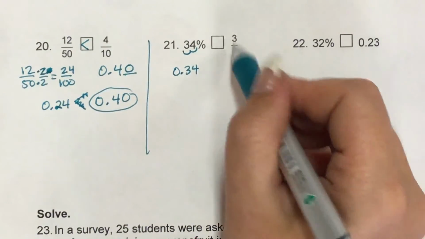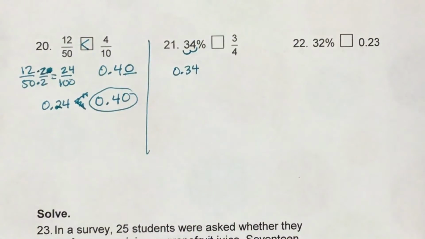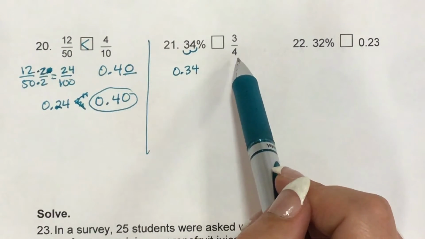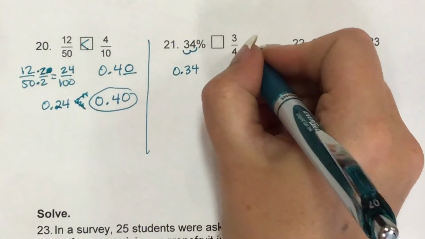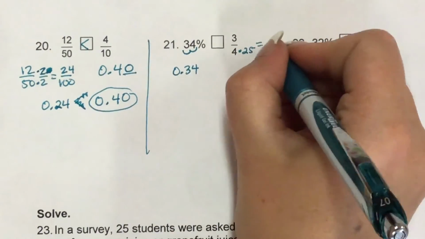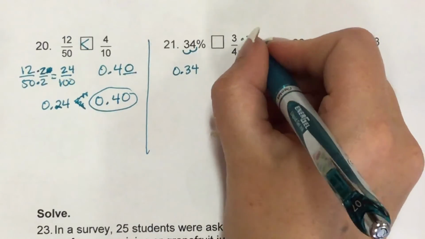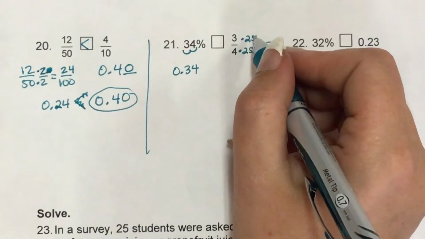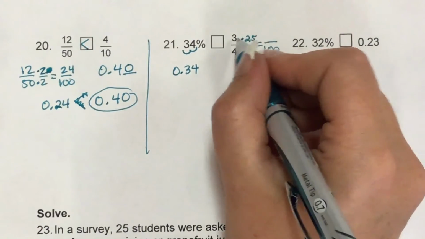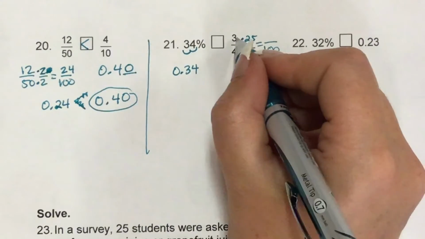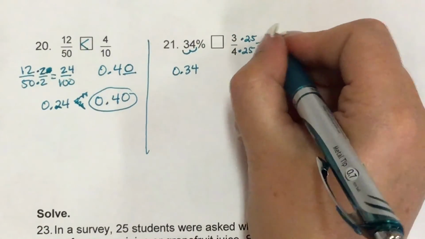3/4, I can do this as long division, but I also see that it's pretty easy to convert this to a fraction with 100 in the denominator, because I know 4 times 25 is 100. And whatever I do to the bottom, I just need to do it to the top. 3 times 25, I always like 25s because it reminds me of quarters. So if I have 3/4, that's 75 cents, right? So that means 3 times 25 is 75.